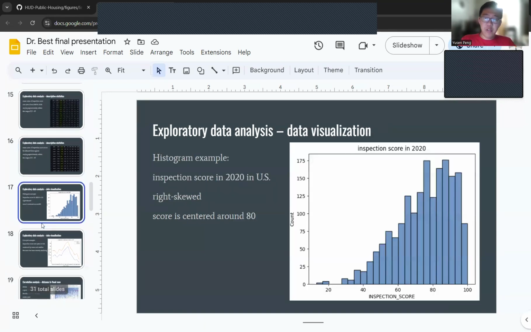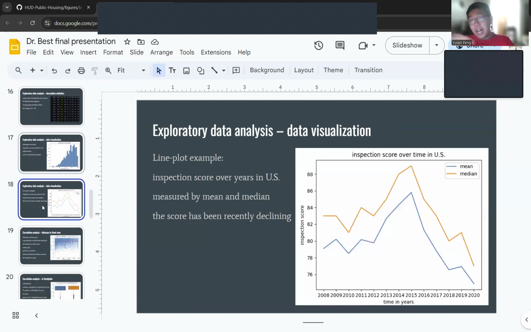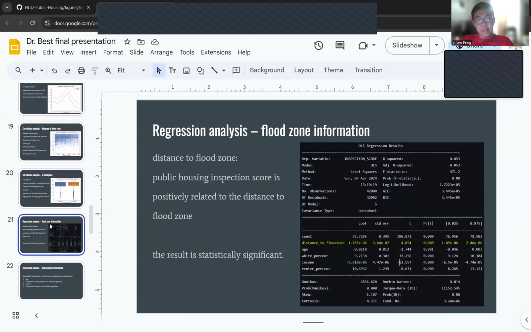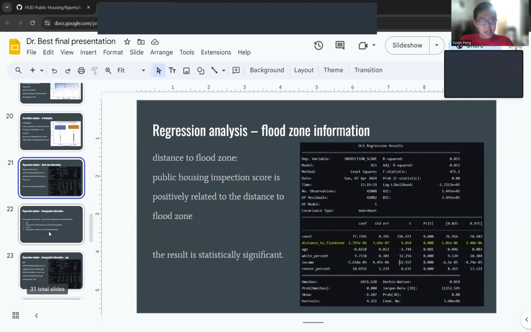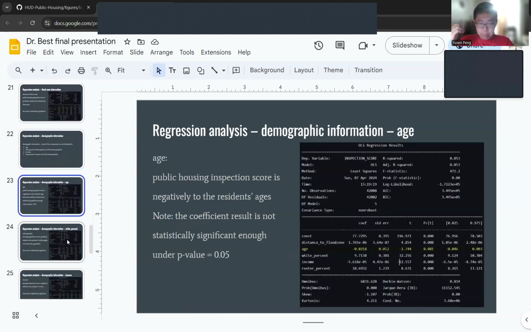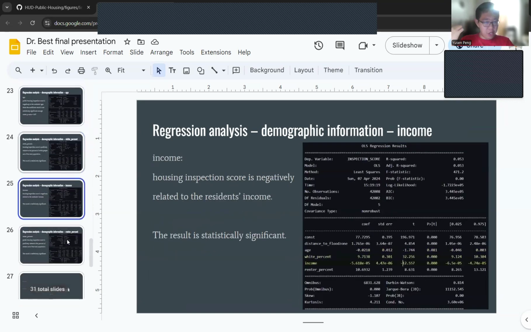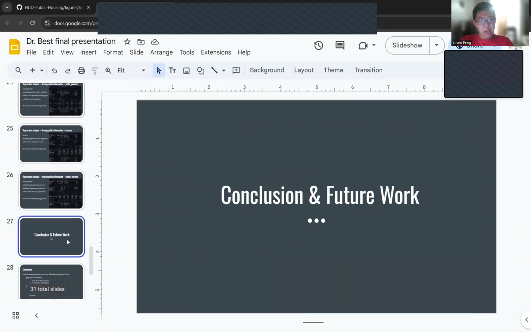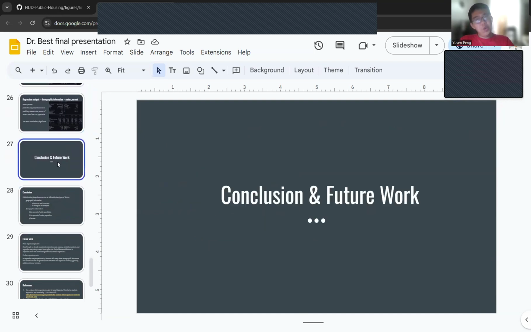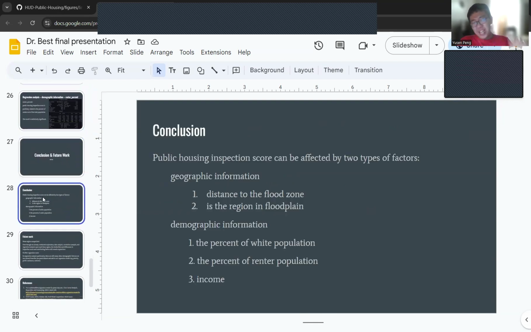So for data visualization, as I already pointed out in GitHub, we have a line plot over years, scatter plot, box plot, the linear regression result table I just introduced, and some demographic information. I already explained this before. Then the conclusion and future work. We don't have a substantial conclusion over here, just some basic ideas.